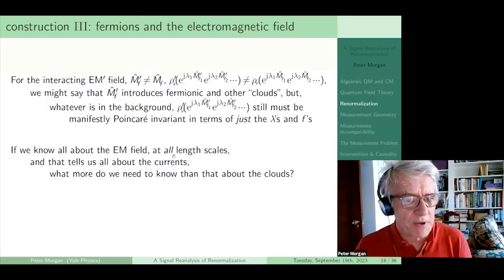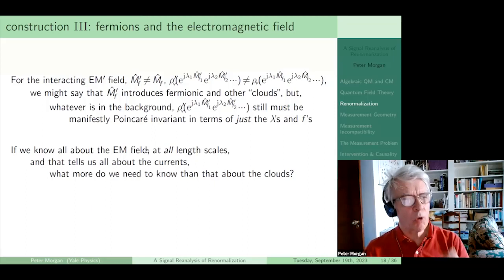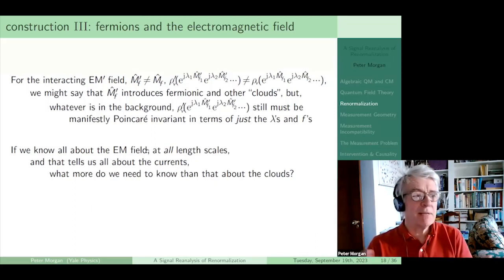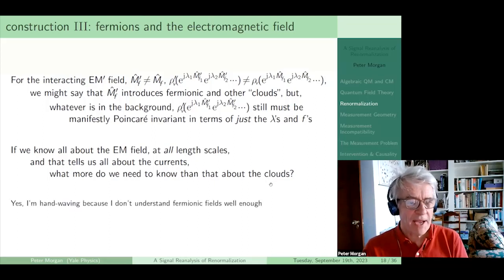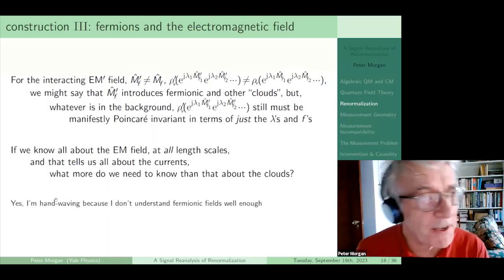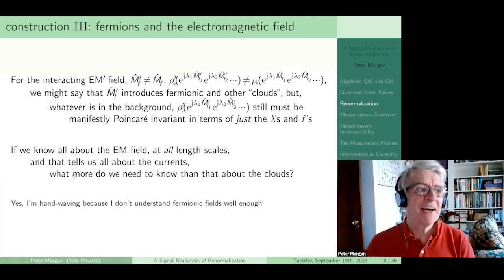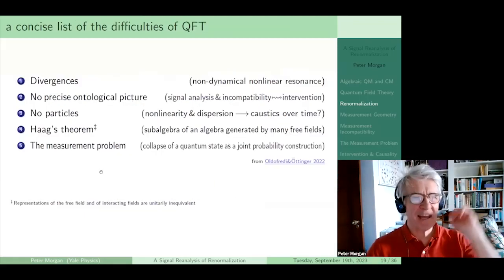And indeed, if we know everything about the electromagnetic field at all length scales, and by that I really mean 10 to the minus 100 meters and all scales, because none of this is singular. You can feed in any size, so long as it's not zero, any size test function. And that tells us all about the currents because of Gauss's theorem. So what more do we need to know than that about the clouds? If we know the electromagnetic field everywhere, that tells us an awful lot. And yes, I'm hand-waving because I don't understand fermionic fields well enough. We will just pass over that.